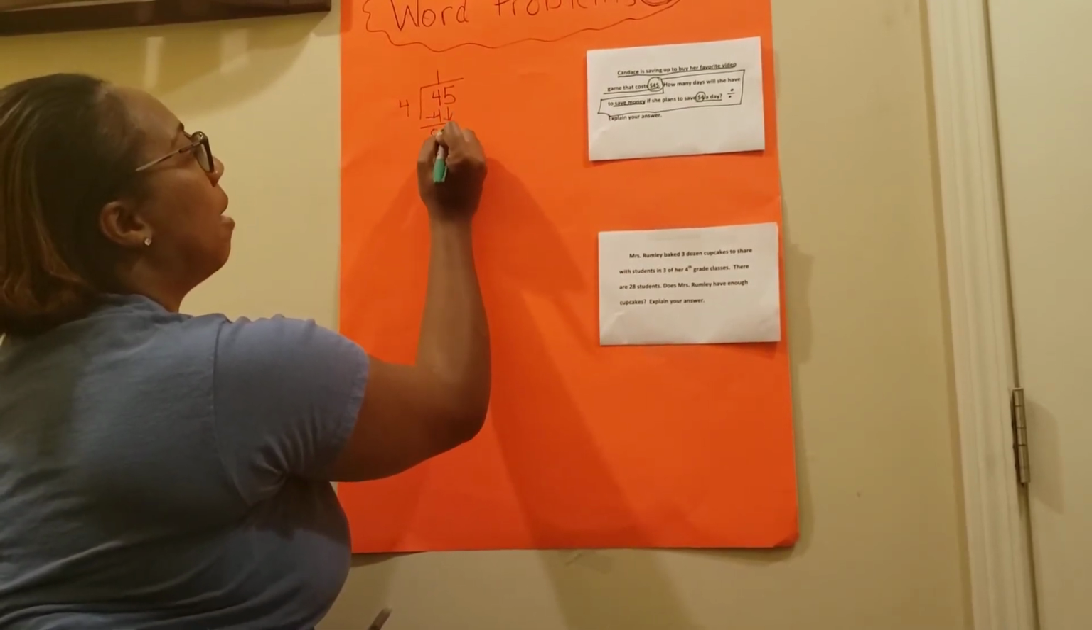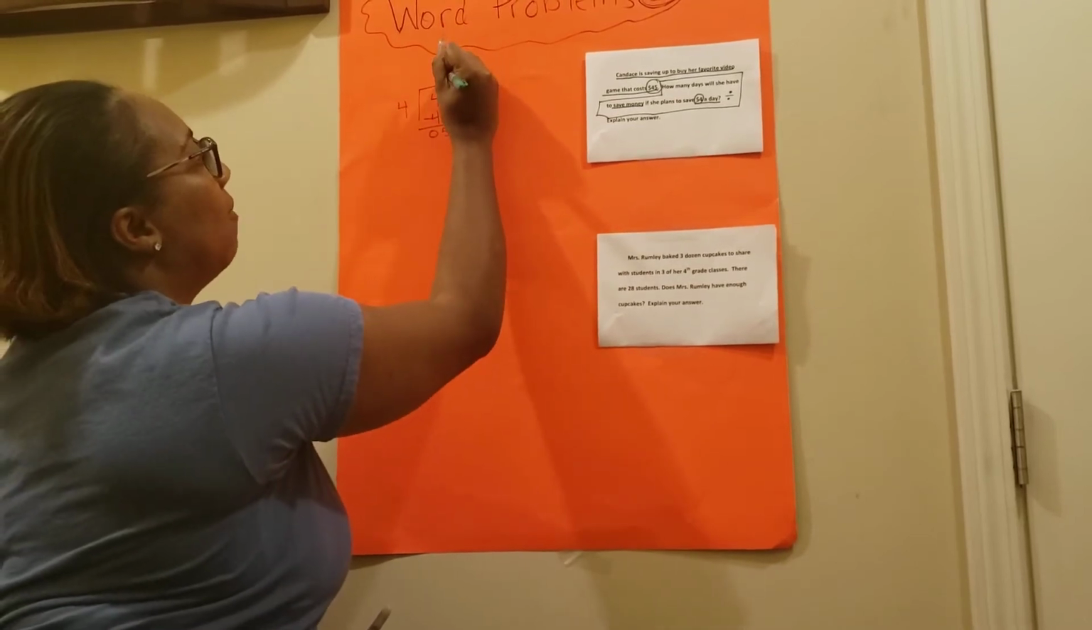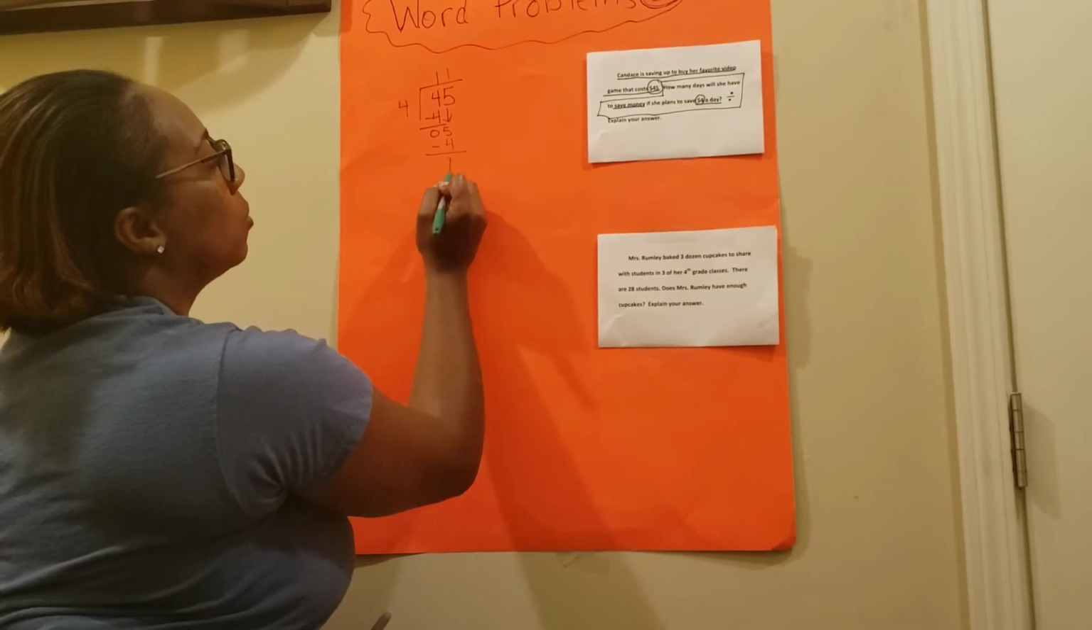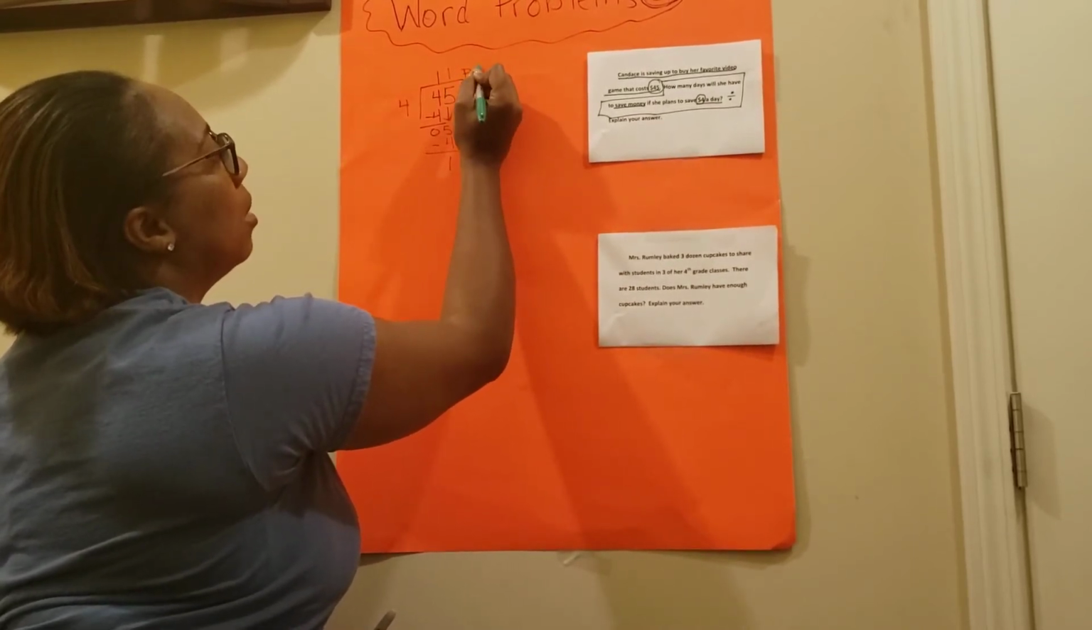I'm going to bring down my 5. 4 goes into 5 one time. 1 times 4 is 4. 5 minus 4 equals 1. So I have a remainder of 1.